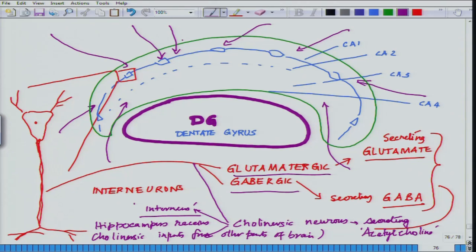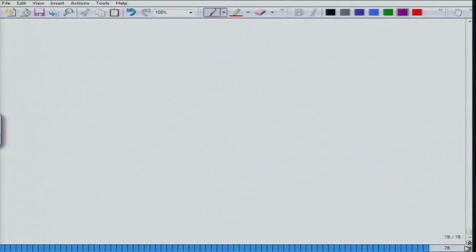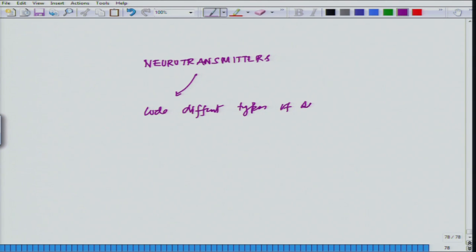So, what I wanted to highlight here, something very important, is that each one of these neurotransmitters decides. Apart from the time and space we talked about, the neurotransmitters have the ability to code different types of signals. So, depending on what kind of neurotransmitters are functioning at specific regions of the brain, our coding pattern changes. Okay. This is very important for people to understand.